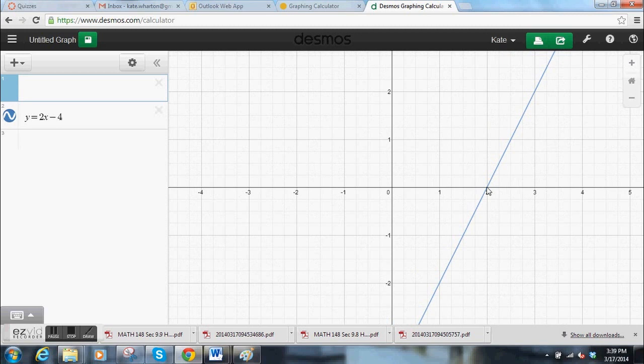So yours will look something like this. It's got a point there, 2, 0. Point up here. The nice thing about this program is you can just click. I'm using my mouse. I'm just clicking on points on the line. And again, that's Desmos.com. I just clicked it because it said free online calculator, and I was curious.